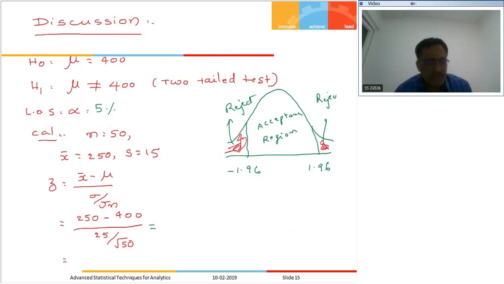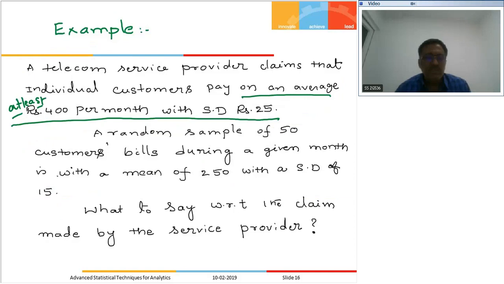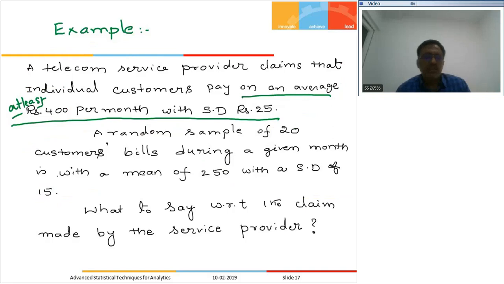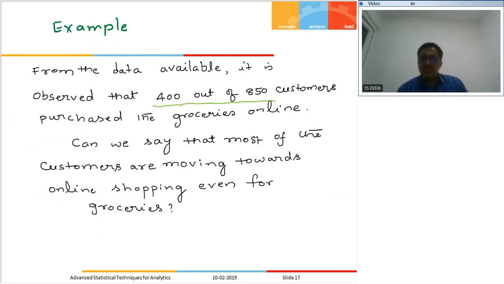Next, the second example is the same. I think I skip this one. Second, if you see here also, the mean. The only assumption is at least 400 per month, and there is similar kind of sampling here, and we have to validate it. That was the second one. Third one is this.